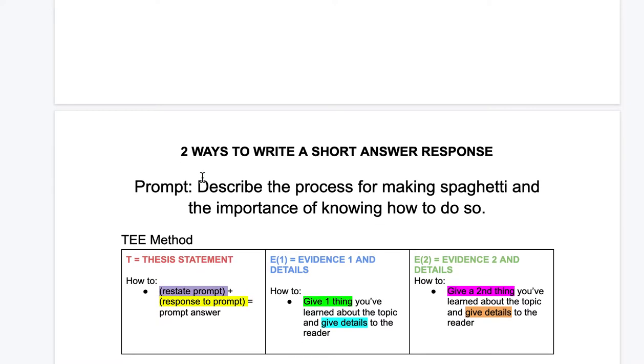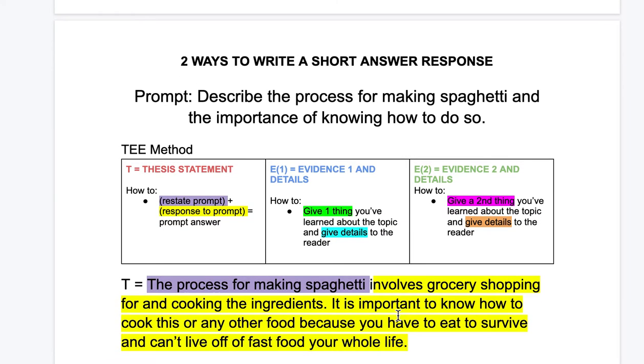We have a prompt. Our prompt says, describe the process for making spaghetti and the importance of knowing how to do so. Using the T method, thesis statement, evidence 1 and details, evidence 2 and details. We're going to use the T method. That means I restate my prompt and respond to it, give one piece of evidence and some details, a second piece of evidence and details, right?